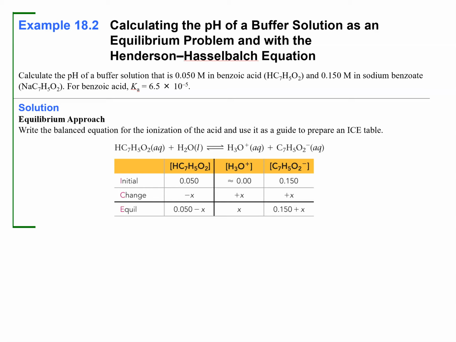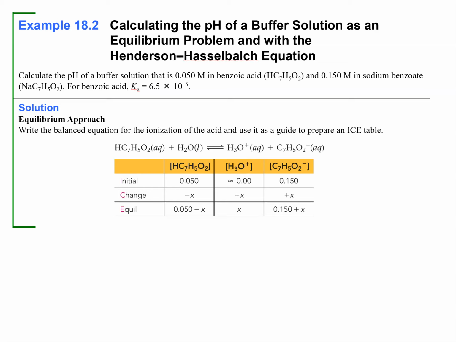So problem 1 here. Calculate the pH of a buffered solution that is 0.050 moles per liter benzoic acid and 0.150 moles per liter sodium benzoate. And for benzoic acid, the Ka is 6.5 times 10 to the minus 5, so fairly small Ka. Now note, right out the gate, we are not equimolar. We have 0.05 moles per liter of the weak acid, and 3 times that quantity, 0.150 moles per liter benzoate, which is our conjugate base.